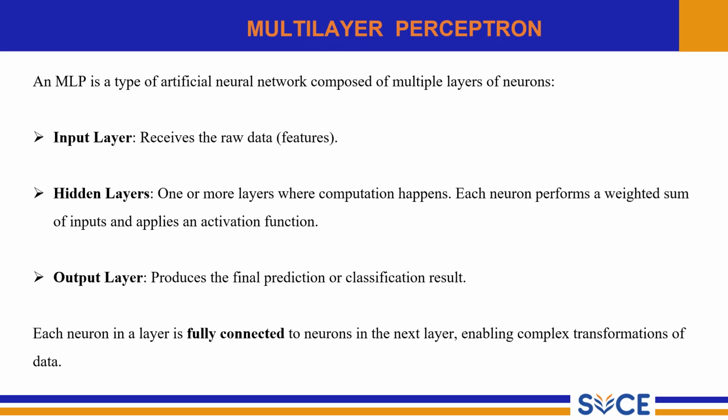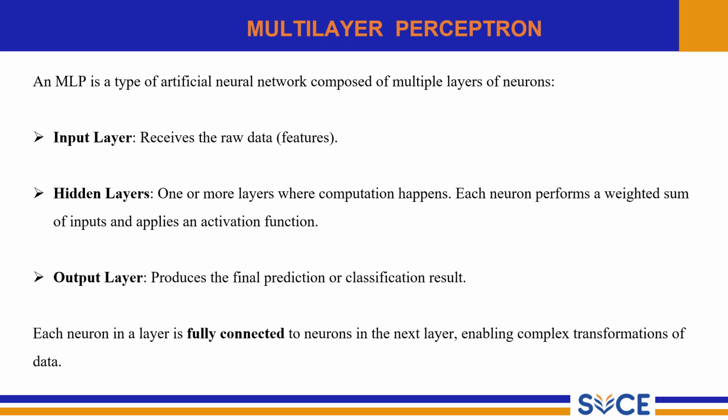Let's start with the multi-layer perceptron. It is the building block of deep learning networks. An MLP is a type of artificial neural network composed of multiple layers of neurons, each designed to transform data in increasingly complex ways. It starts with the input layer, which receives the raw data, that is the features, the categories that describe each data point.